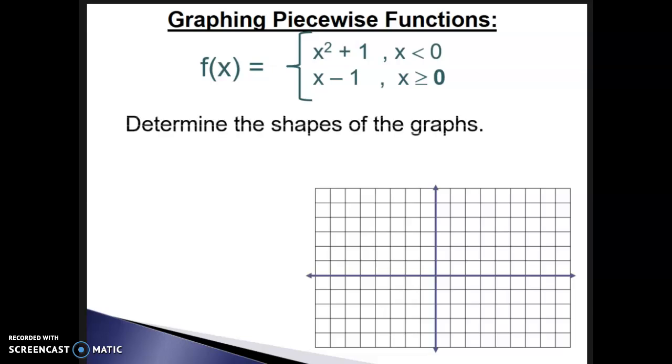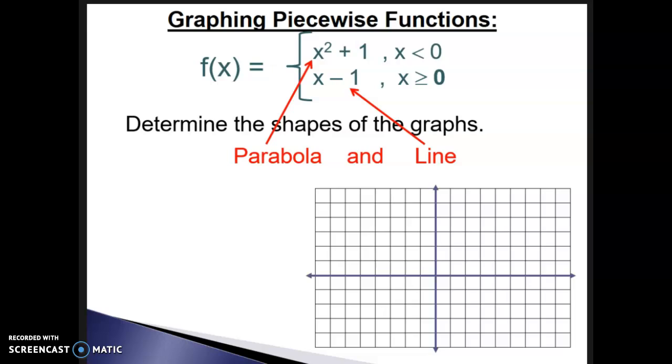So the first thing you're going to do is determine the shapes of the graph. Well, we have an x squared plus 1, we have x minus 1, so we have a parabola and a line. A parabola is anytime you have an x value squared. So this one's going to be the parabola, the bottom one is the line. And so we're going to graph both of those pieces.